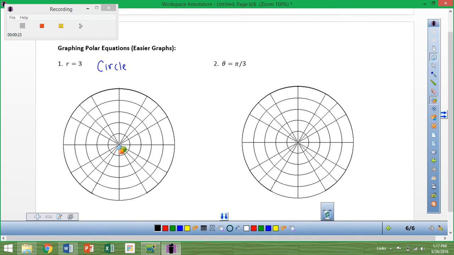And then to graph it, you're just going to trace around that ring. So r equals 3, I'm on the third ring out, 1, 2, 3, and it's just going to be that graph. So it's a pretty basic circle.